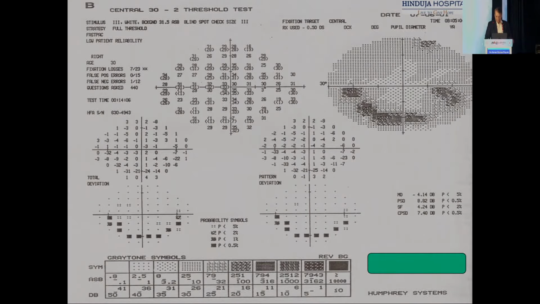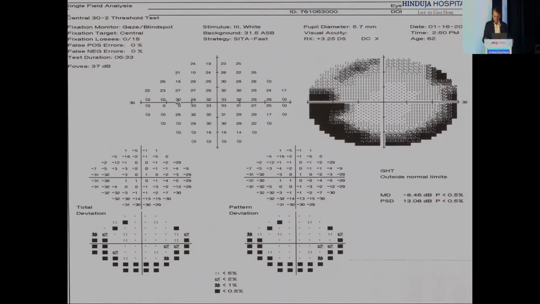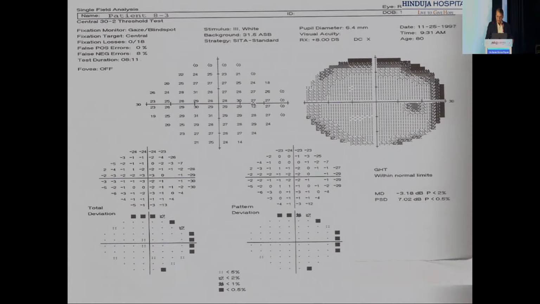Now in this one, it is definitely going towards the blind spot, but if you see the figures over here, 0, 0, 0 like this, in this arcuate fashion, there is no condition which will produce a defect like this. So this again is an artifact. Maybe the patient moved a little backwards, so the inferior rim has come over there and is producing this defect. This again is a rim defect.